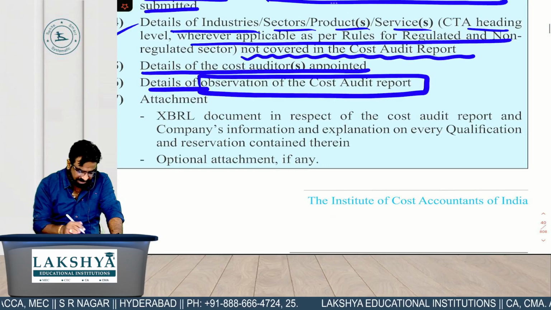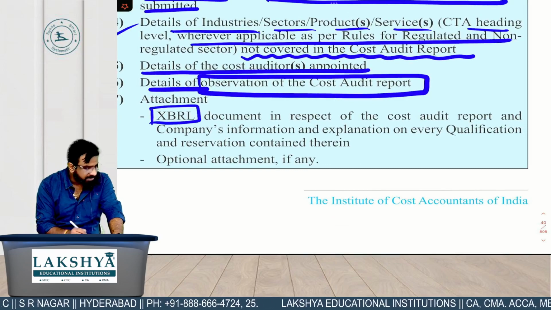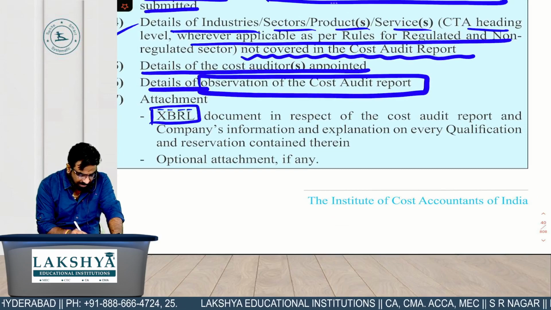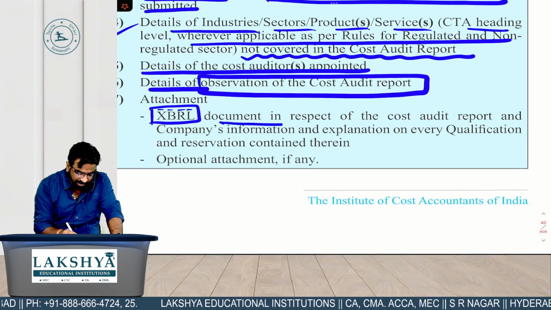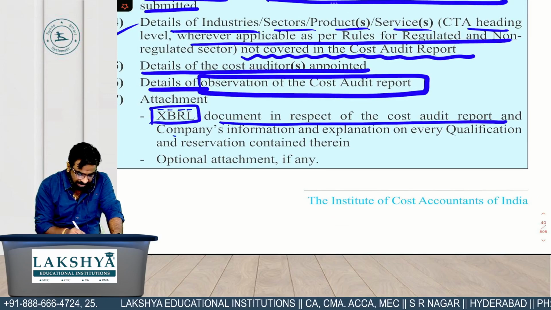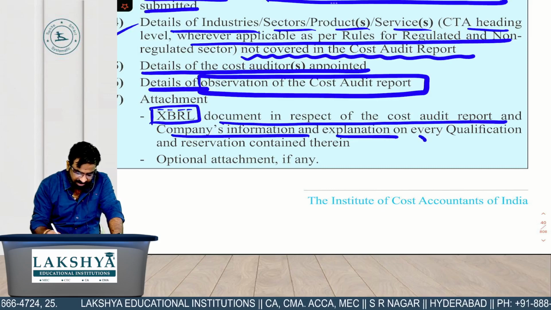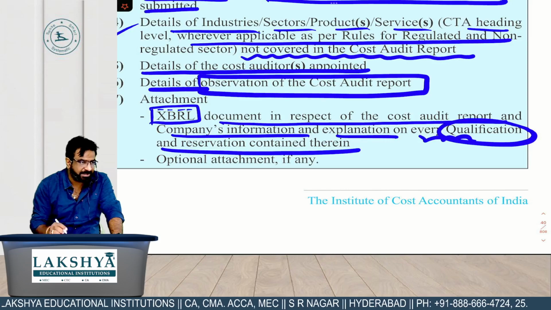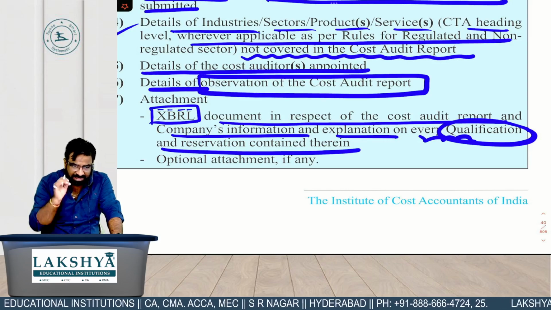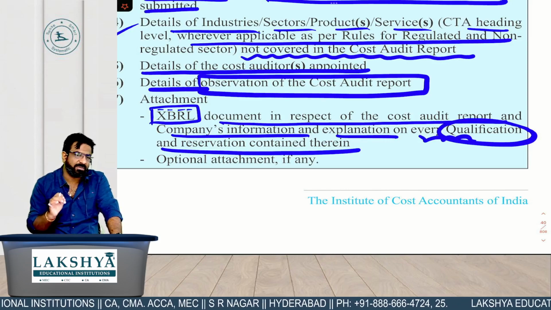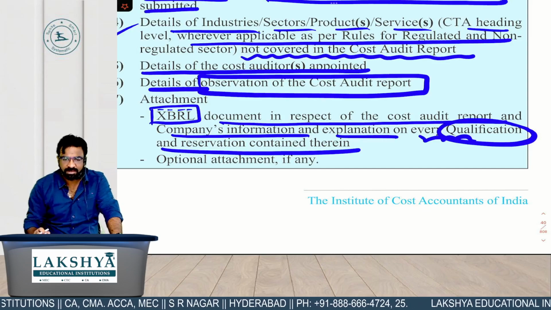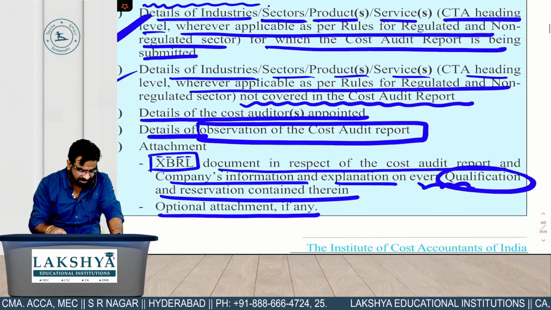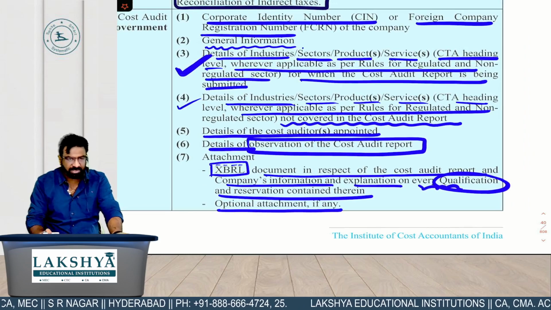And what is the attachment? Have you heard this? What is XBRL? Extensible Business Reporting Language. Document in respect of cost audit report and company's information and explanation on every qualification and reservation contained therein. मतलब board का comment on each and every reservation and qualification which was kept by the which auditor? Cost auditor. And what is the last one? Optional attachment. So these are the 7 things which we need to mention.